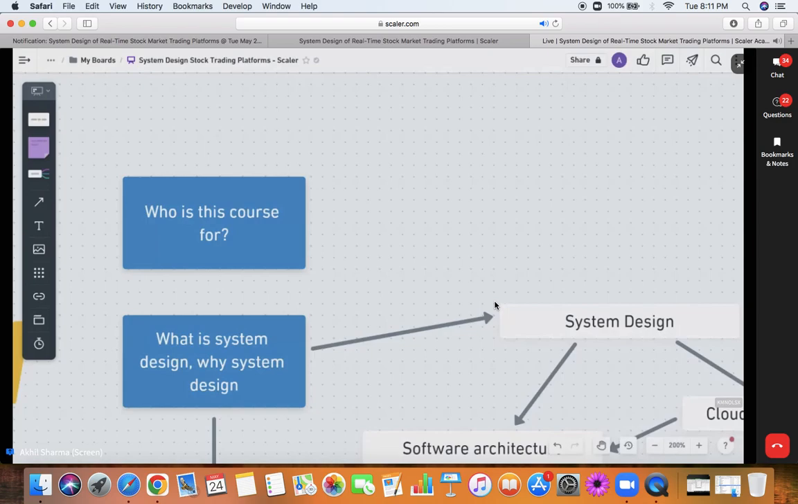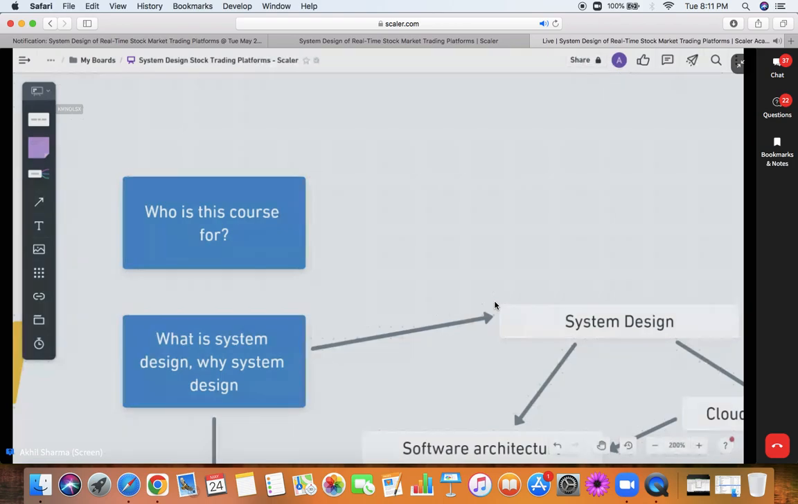Engineers who already have basic system design knowledge and are appearing for interviews, who want to follow the architect route, become a tech architect or eventually a CTO, or want to be a backend engineer or senior backend engineer.